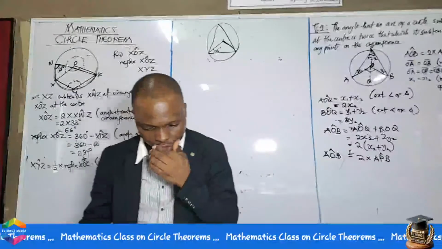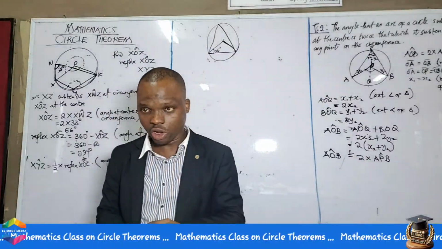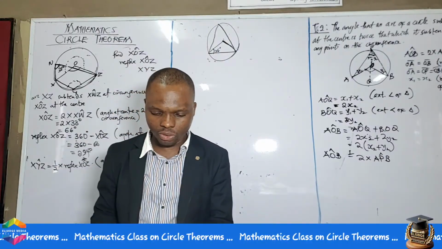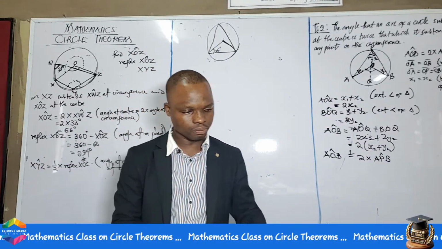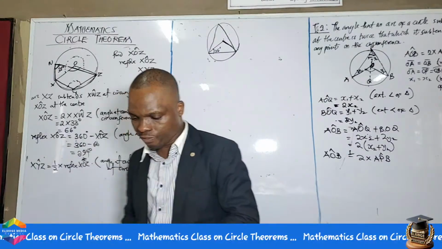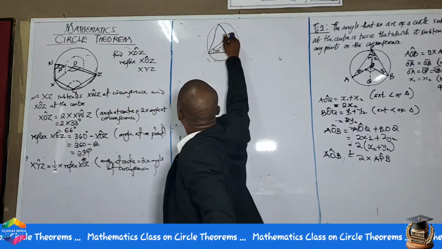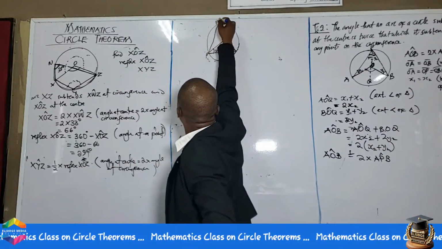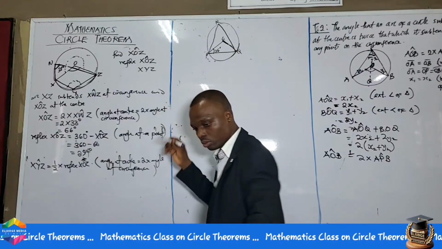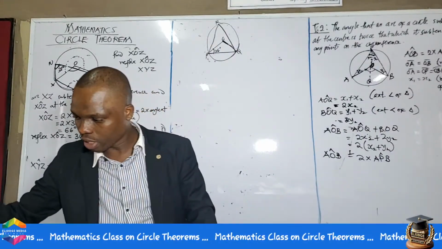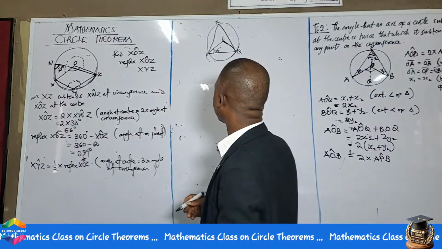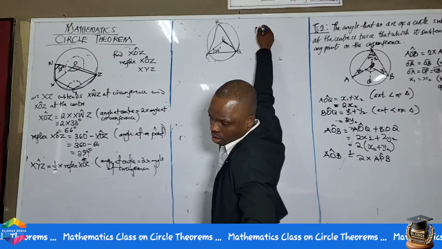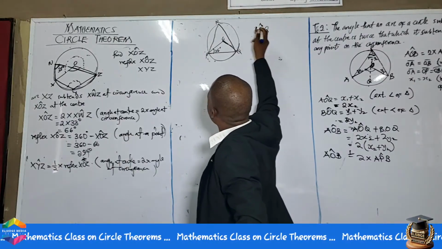So this question says, in this figure above, P, Q, R are points on a circle with center O. If OPQ, this O, this P, and this R, and this Q, if OPQ equals 36 degrees, what is the size of PRQ? This is a tricky question.